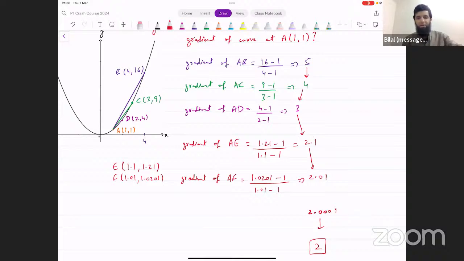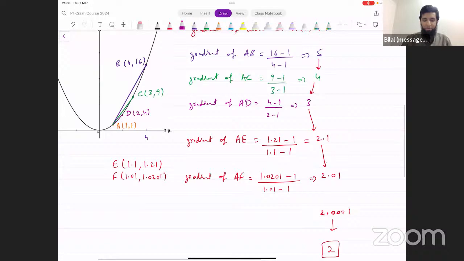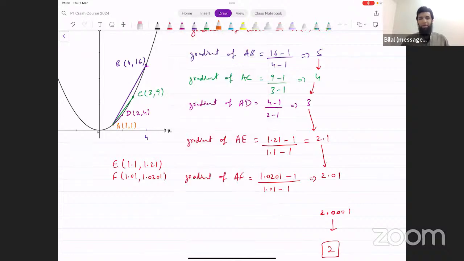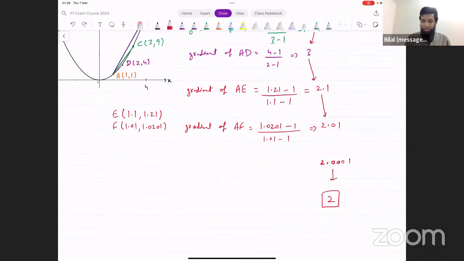So that's the idea. We take one point on the curve away from the point at which we were looking to find the gradient. And then we say, what if we were to keep getting that point closer and closer to the point at which we want to find the gradient? The value of the gradient will keep getting closer and closer to the actual value of the gradient of the curve at that point. And you can see the pattern from that. And from that, you can argue that the gradient of the curve at A should equal 2.